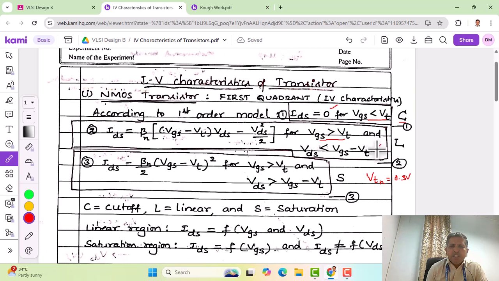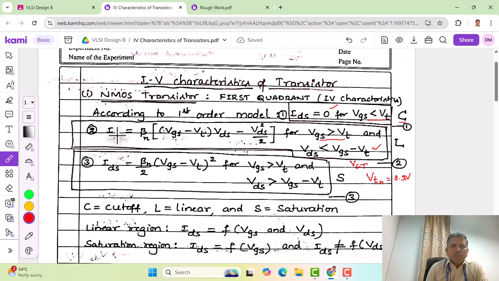The second condition is the drain to source voltage must be less than the effective gate voltage, or VGS minus VT. VGS minus VT sometimes we call VGT as well. This difference is called the effective gate voltage. So the VDS must be less than this effective gate voltage. These are the two conditions that we need to satisfy to operate N-channel MOSFET in the linear region.